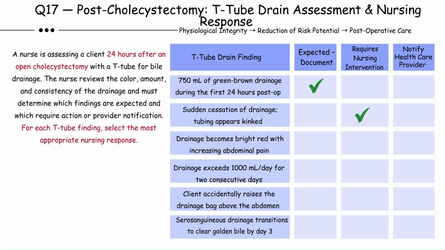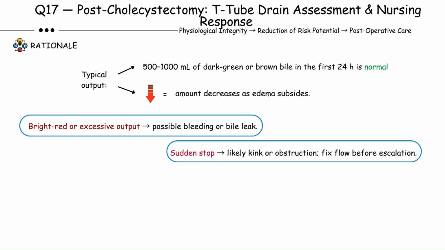Finding 3. Drainage becomes bright red with increasing abdominal pain. This requires you to notify the healthcare provider immediately. Bright red drainage suggests active bleeding, and when it's combined with new or worsening abdominal pain, it could indicate a hemorrhage or bile leak. This is not expected and must be reported.